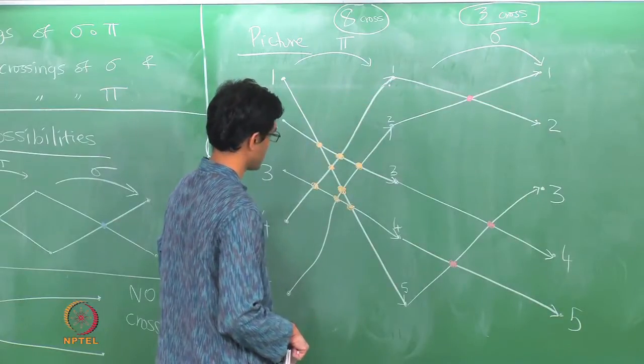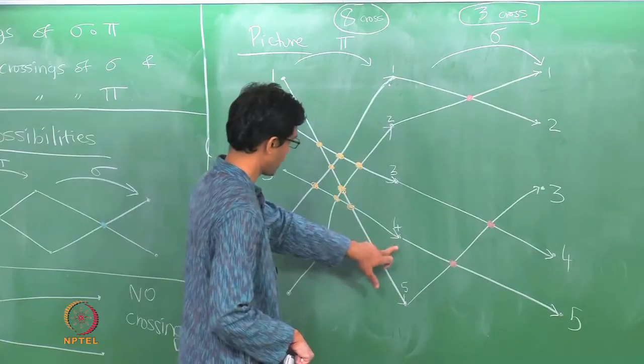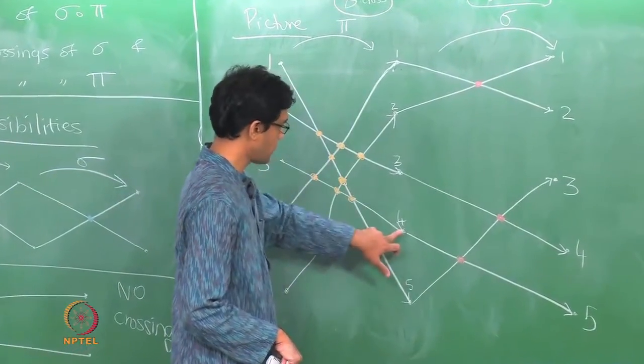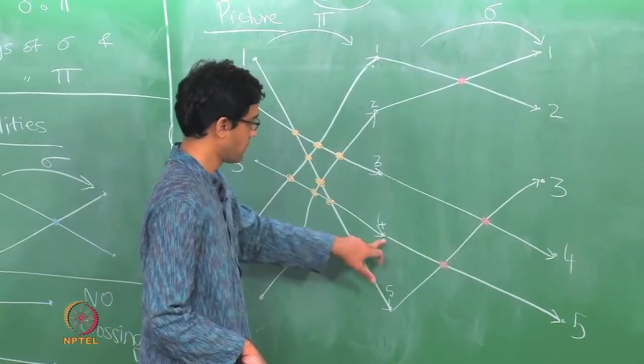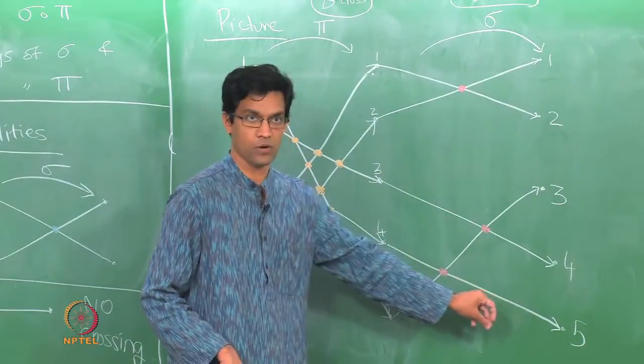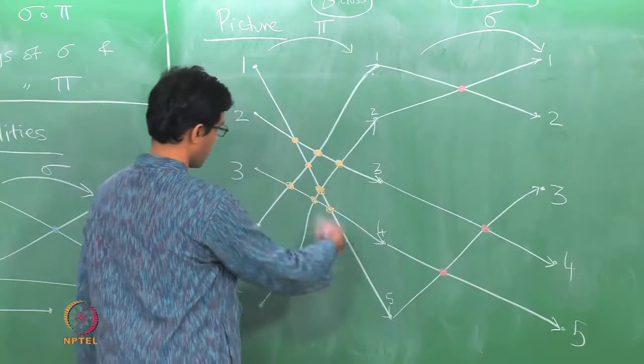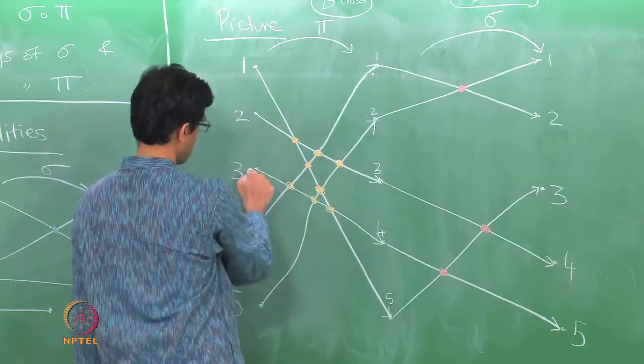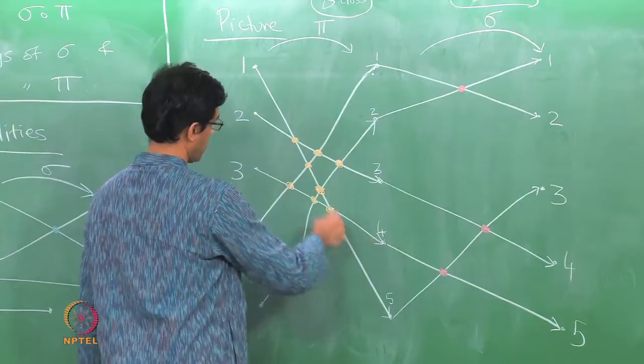Okay, so let's look at another one. Let's look at 4 and 5. So in sigma I have the numbers 4 and 5. 4 maps to 5, 5 maps to 3. So in sigma they give rise to a crossing. Now let's look at the one preceding step. I have 1 and 3 which give rise to a crossing again.